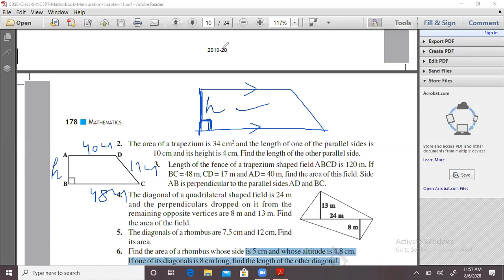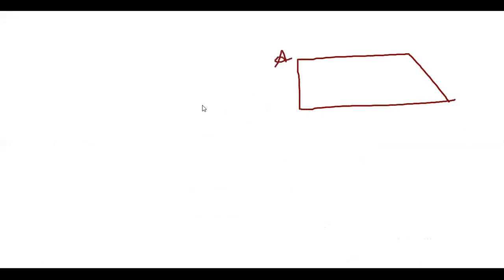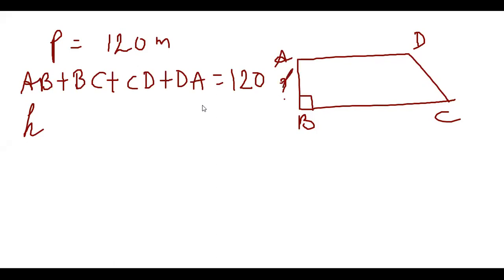Firstly, we will find out height here. So in this figure, firstly we need to find out AB, this height, okay, and the perimeter is given here 120 meter. What will be the perimeter here? AB plus BC plus CD plus DA. Sum of all sides is equal to 120. Right? AB you have to find out. You can say X or you can say H also. H you have to find out here.